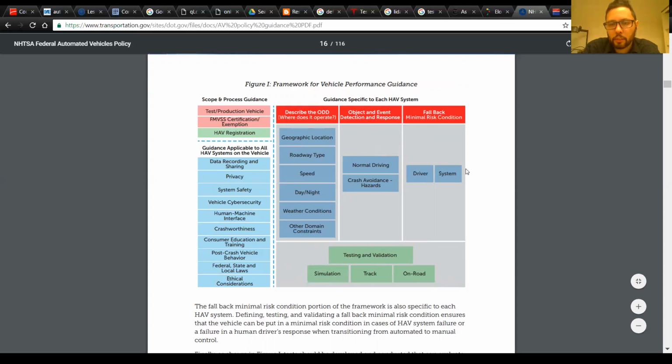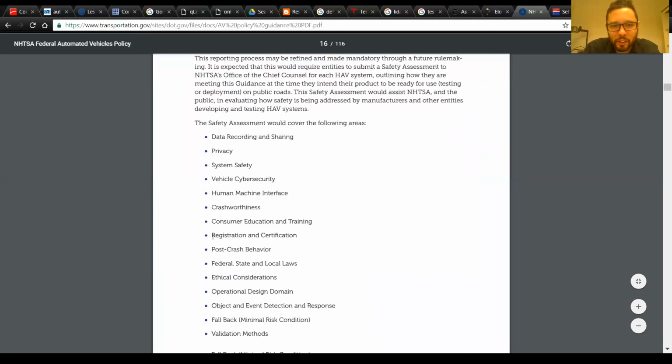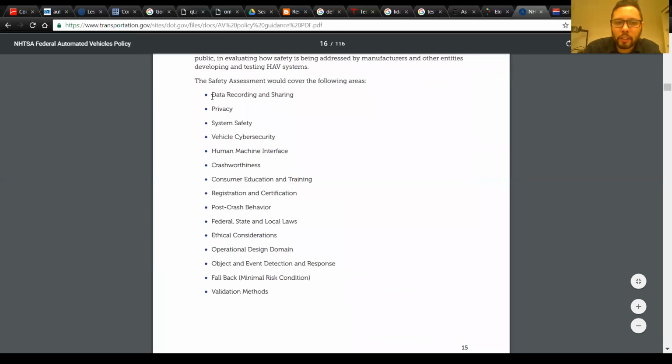What is the response? What are the safety fallbacks if something goes wrong? And they have this for each one of these different categories. And they have, I think, like 16 different categories. These are all different categories for consideration for how well the machine performs. So some of these are pretty obvious, like crashworthiness. How well does it do in a crash? Which is already a standard kind of check for these vehicles.